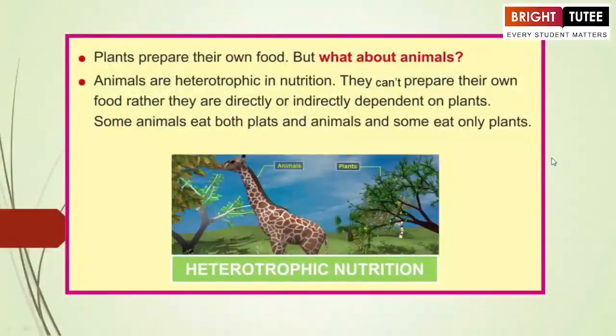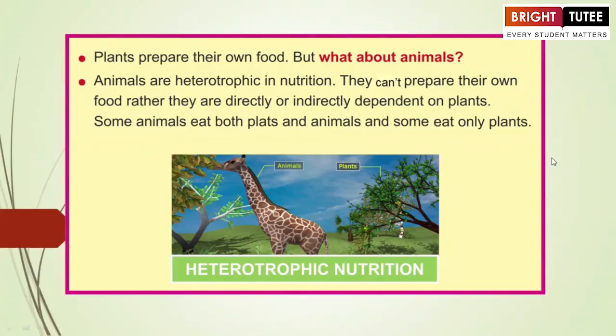We will be taking up a very interesting topic from your science textbook. But before we start the chapter, before we start the topic, I would like to discuss a few points with you. Well, we all know that plants prepare their own food. But have you ever wondered, what about the animals? What do they do? Well, we know that animals eat plants or they eat other animals, right?